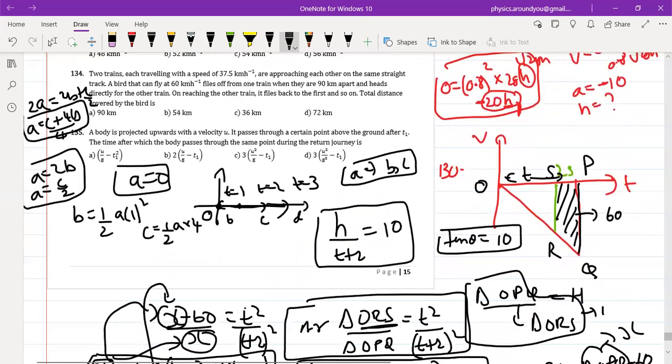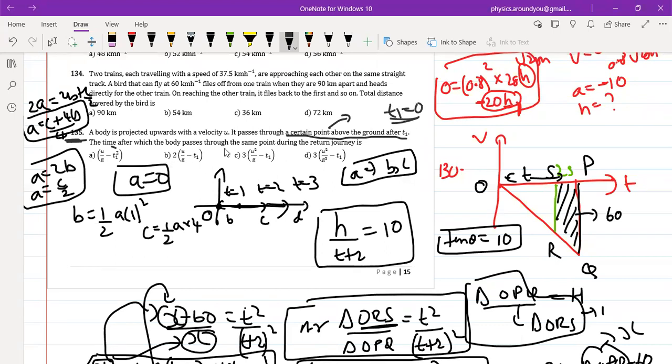Question number 135. Here is where again, whenever there are many variables, substitute one of the variables appropriately. You will make the job very easy, your life very easy. How? It passes through a certain point above the ground after T1. Let that certain point above the ground be the ground itself. If you assume it to be the ground, T1 will be 0.